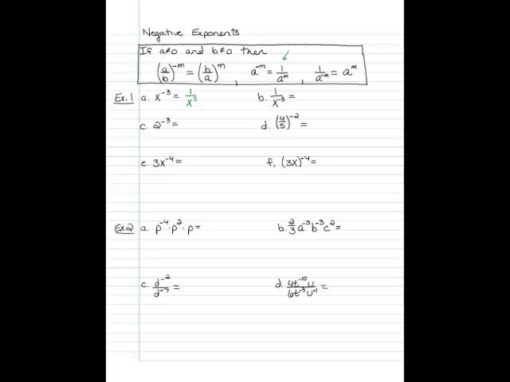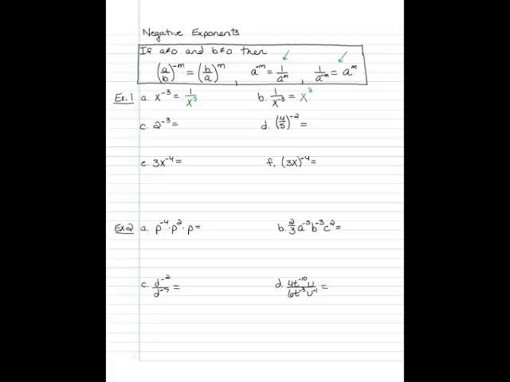For part B, we're going to apply this rule. We have 1 over x to the negative 3 power, and our instructions are to rewrite with a positive exponent. So this would be x to the positive 3 power.